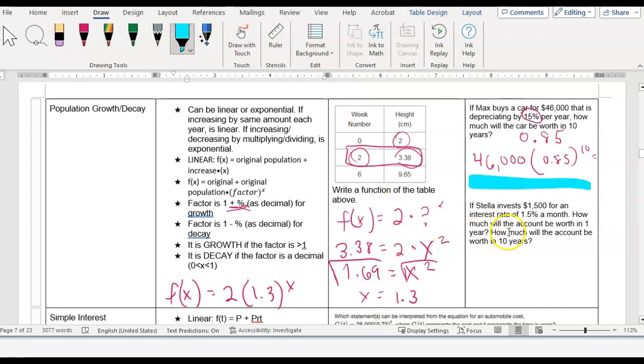If Stella invests $1,500 for an interest rate of 1.5% a month, how much will the account be worth in 1 year?